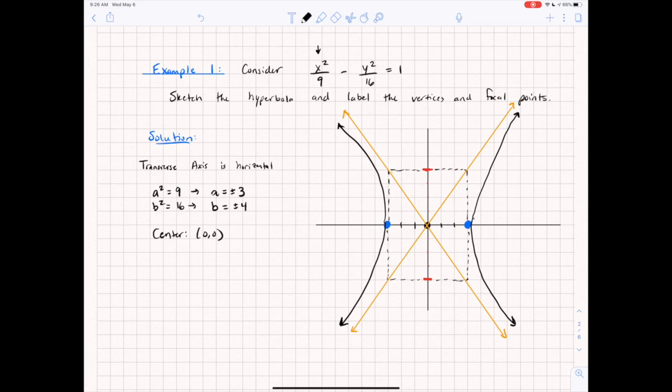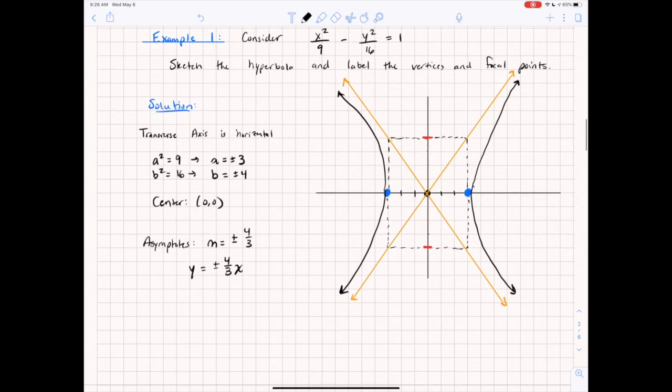That's also true because if I go through and find the slopes of my asymptotes, the slope is going to be plus or minus b over a, so it's going to be 4 over 3. And the formula will be y is equal to plus or minus 4 over 3 x. That'll give me both of those equations. All right, we've located my vertices. We've got the equations of the asymptotes.